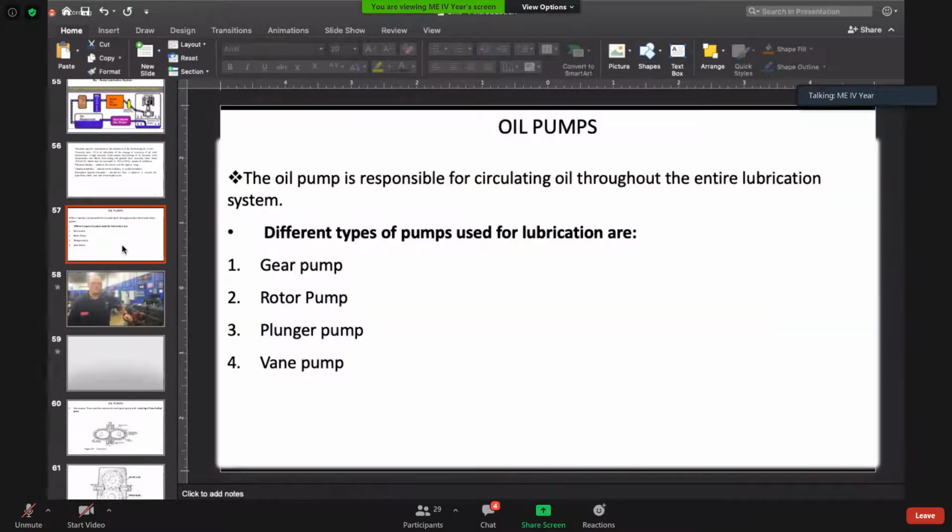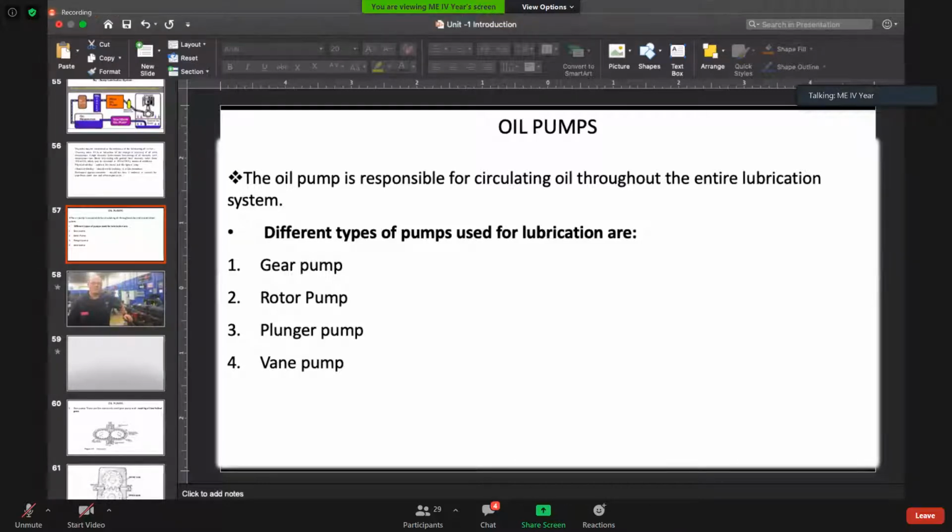Okay, no issue. So you have to keep in your mind that four types of pumps are placed over here: gear pump, rotor pump, plunger pump, and vane pump. We will see all of them one by one. So let's start with the gear pump. I have shown you the actual where it is placed and how it works.